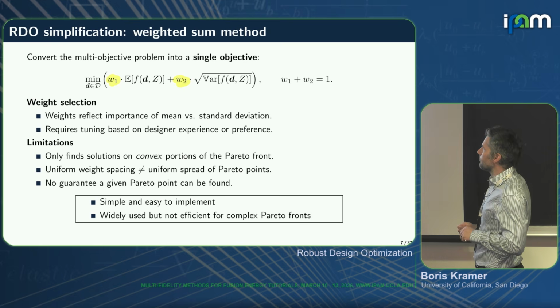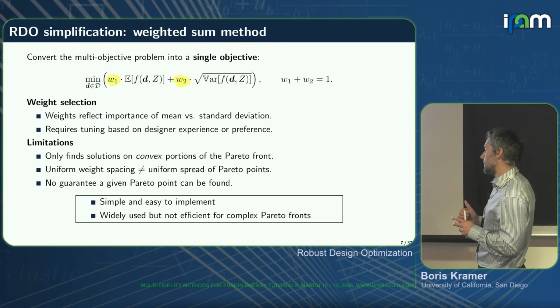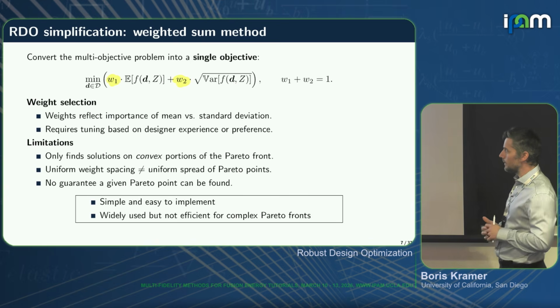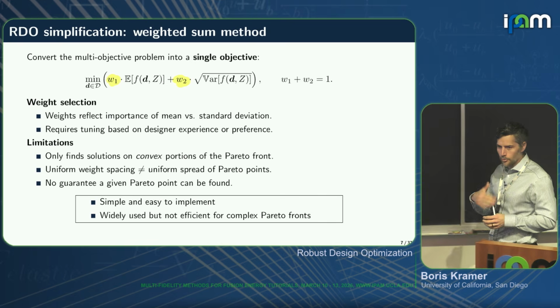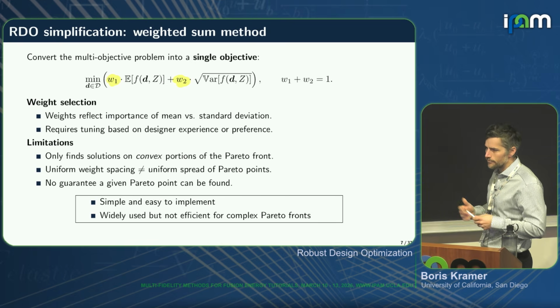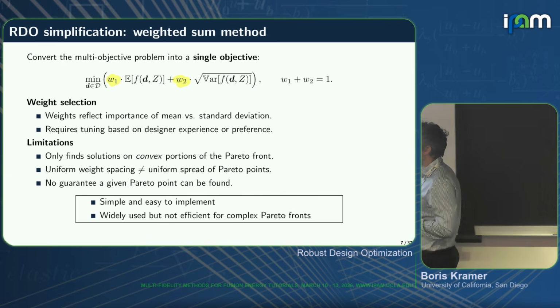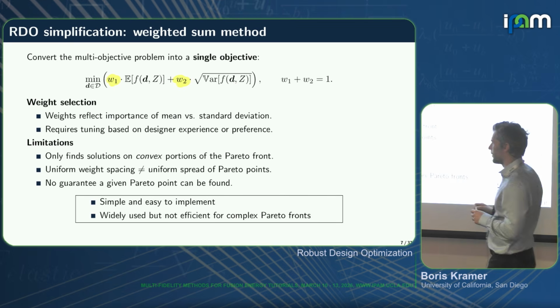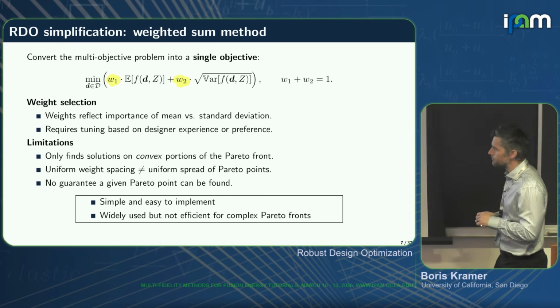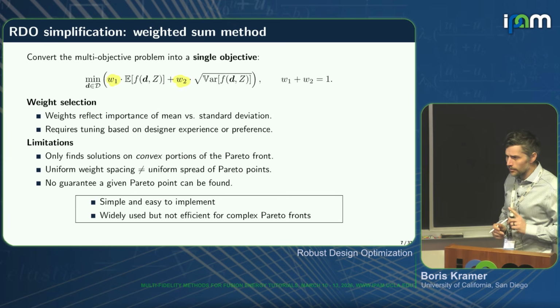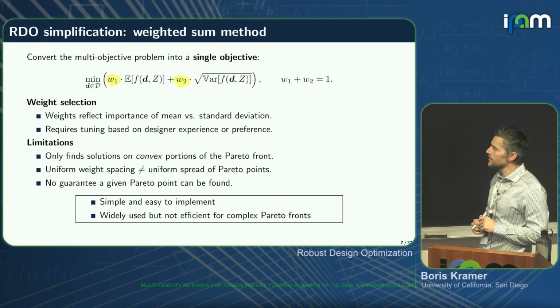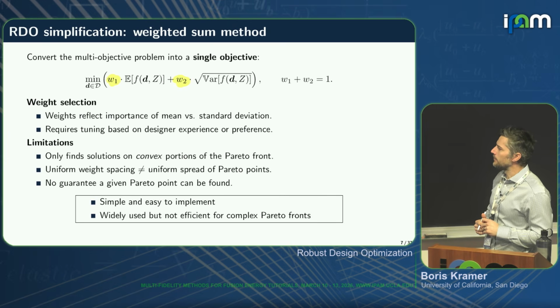Okay, the problem is you've turned this multi-objective into a single objective. Now you're only finding solutions that are on the convex portion of the Pareto front, so you're not solving the same problem anymore. And you also don't know if you can actually find a solution on the Pareto front to the original problem. Nevertheless, this is simple because now you have a scalar cost function, and it's relatively easy to implement.